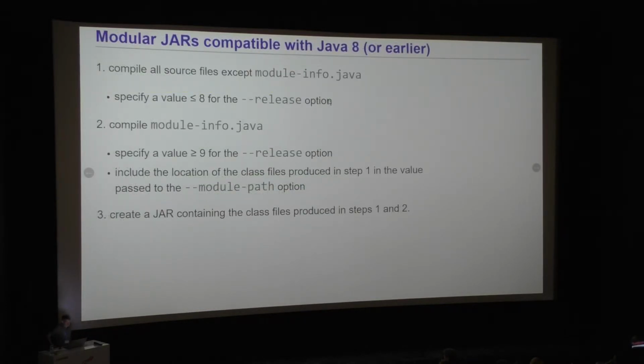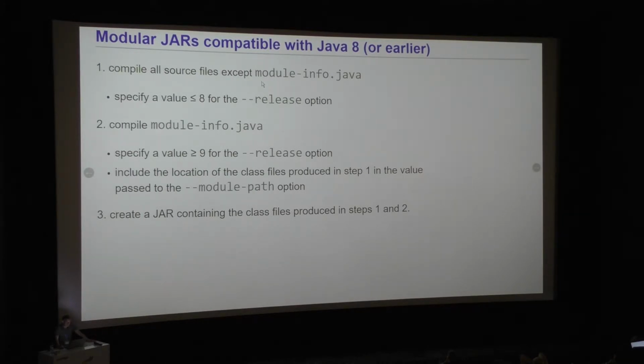Another use case I want to discuss is how to create a modular jar compatible with Java 8 or an earlier version. Let's suppose you have a library that is Java 8 compatible and you want to modularize it, but you still want it to work with Java 8. The problem here is that you cannot compile module-info.java in Java 8 compatibility mode, because Java 8 doesn't know about module-info.java, doesn't know about the Java module system.